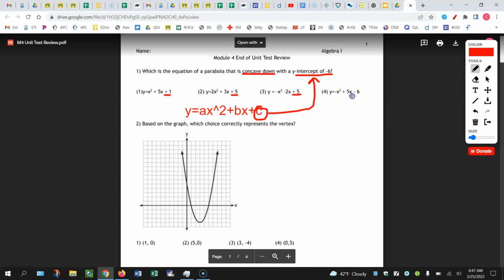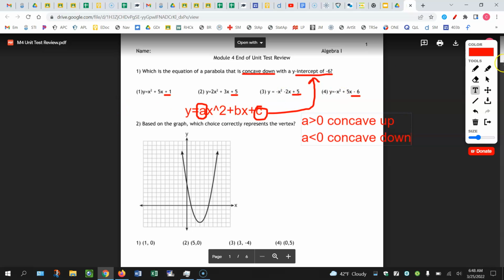So right away, at this point, I can tell that choice 4 is going to be the answer, but I do want to talk about the concave. Concave up and down just is going to go back to A. And what we know is this. We know that if A is greater than 0, it's concave up. And if A is less than 0, the graph is concave down. Concave up means it opens up. Concave down means it opens down.